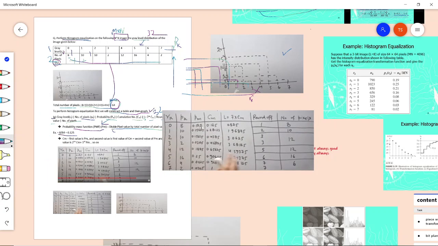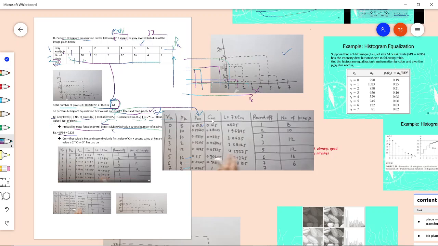This one, 0.125. So R of K, P of K: the first one is calculated as 8 by 64. Next one is calculated as 10 by 64. This one, 10 by 64, then 2 by 64, 12 by 64, 16 by 64, 4 by 64, 2 by 64. These are the PMF values, the probability mass function values.